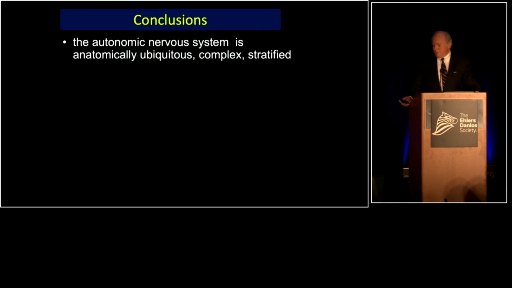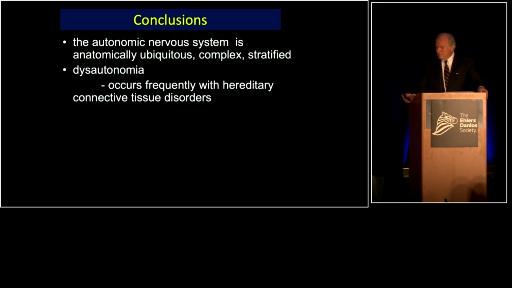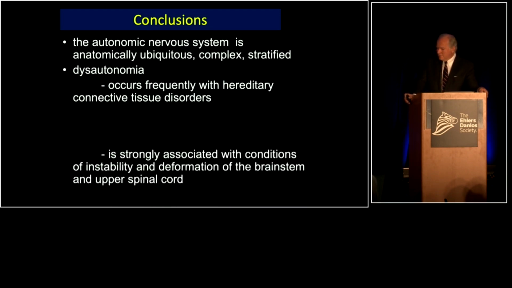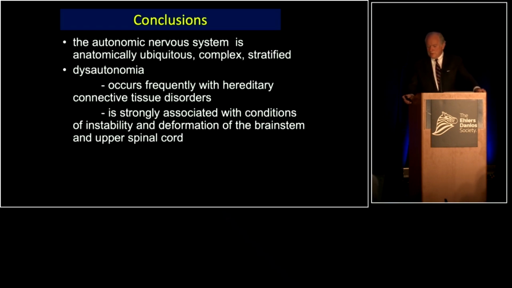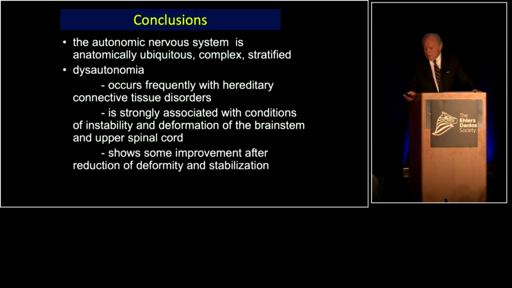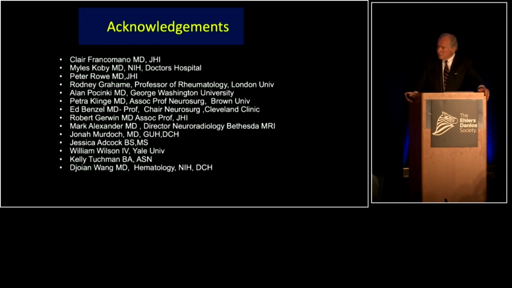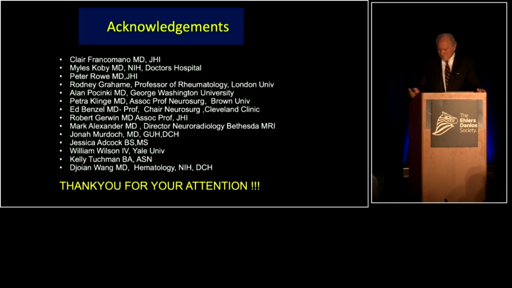So, in conclusion, the autonomic nervous system is anatomically ubiquitous. It's throughout the body. It's stratified. It's complex. It occurs frequently with the hereditary connective tissue disorders, and that's an understatement. It's strongly associated with conditions of instability and deformation of the brainstem, and it shows some improvement after reduction of deformity and stabilization. I'd like to acknowledge my coworkers and thank you for your attention.